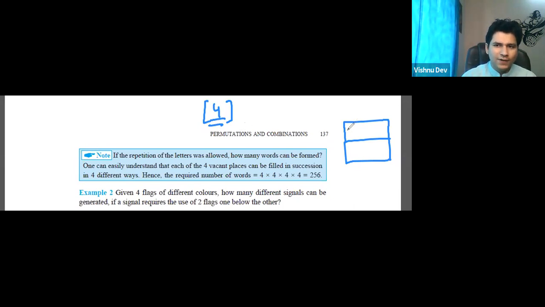See, think like this. For the first flag, how many options? 4 options. For the second flag, how many options? 3. So what is the total number of ways? 12. Or you have to select 2 flags out of 4 flags, so it is 4P2, which is 4 factorial by 2 factorial. ठीक है? समझ में आया? That's it. Everyone clear in this? Very basics.